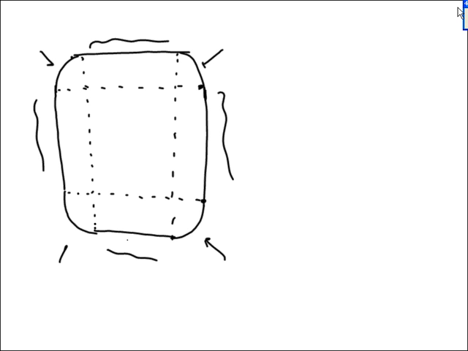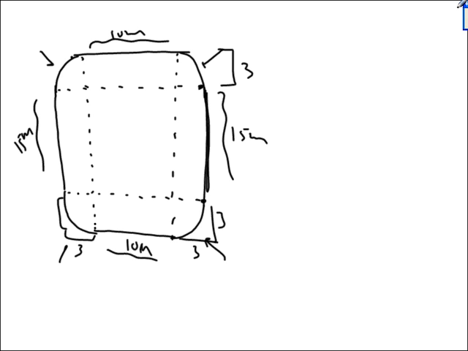Suppose I tell you this is 10 meters, and I tell you that this piece is 15 meters. Same thing, 10 meters, 15 meters. And then I tell you that this is 3, 3. I tell you that that distance is 3 and that distance is 3. Same for the top left.